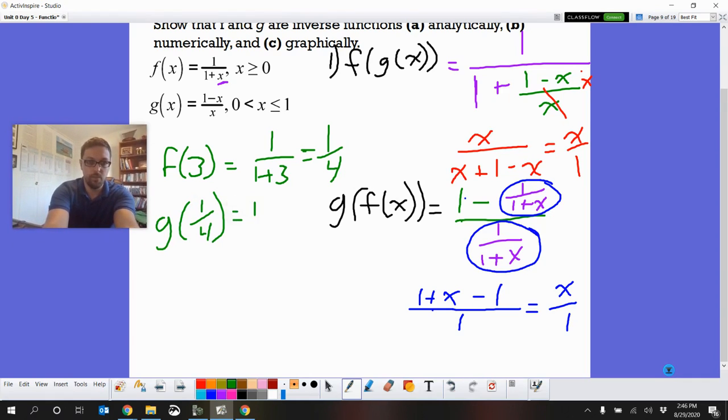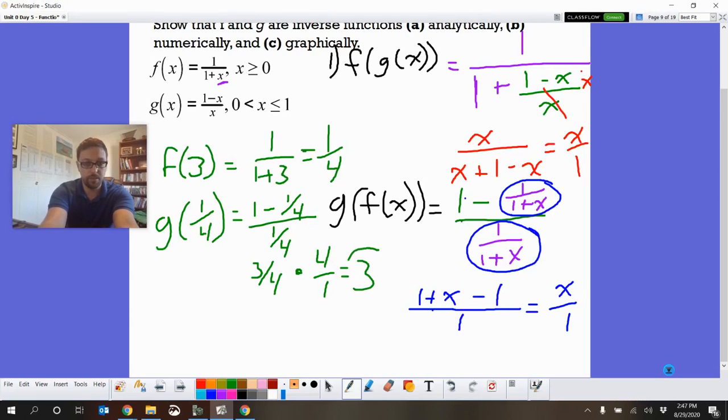So I get 1 minus a quarter over a quarter. So that's 3 quarters, and I'm going to multiply by the reciprocal. So 3 quarters times 4 over 1. Hey, that's 3. Sweet. So since I was able to put in 3 and I got 1/4, and we put in 1/4 and we got out 3, that's doing that numerical check.